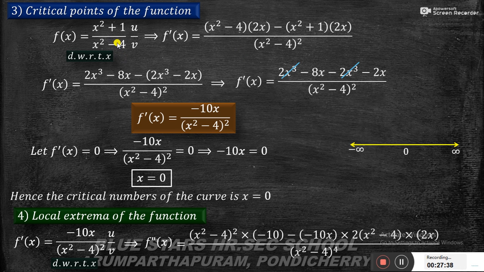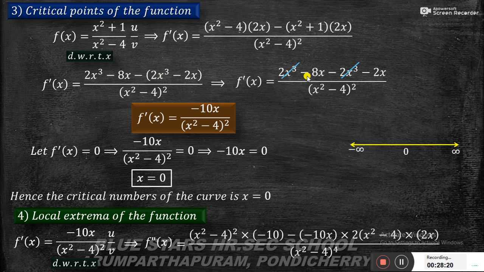Now I differentiate (x square plus 1) by (x square minus 4). First square the denominator, x square minus 4 whole square. Next, x square minus 4 into the differentiation of the numerator, which is 2x, minus x square plus 1 into the differentiation of the denominator, which is 2x. Multiplying 2x into the factor gives 2x cube minus 8x. Then minus 2x into x square plus 1 gives minus 2x cube minus 2x.